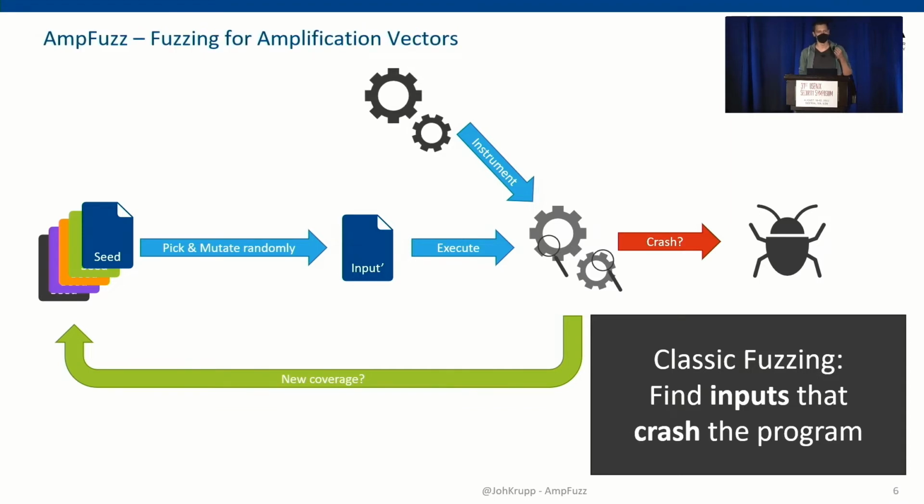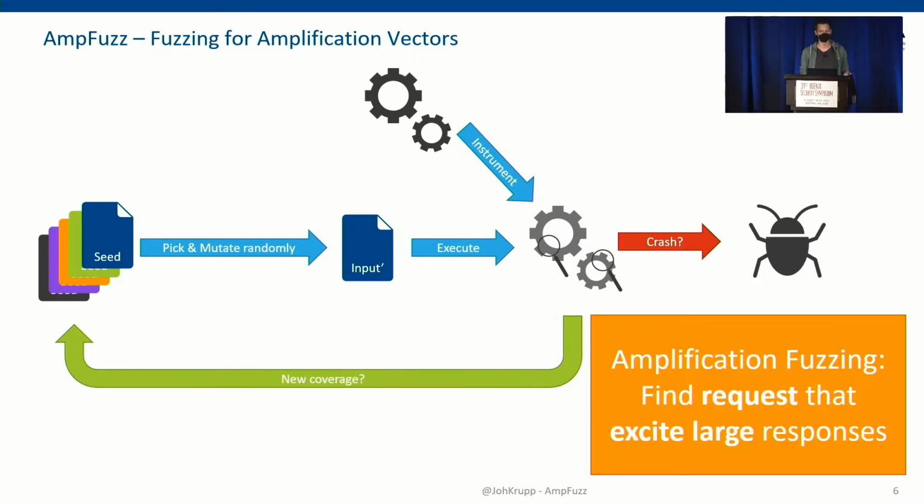And again, the goal of classic fuzzing is to find inputs that crash the program. So for finding amplifications, of course, our goal differs. Instead of finding inputs that crash, we want to find requests that excite large responses. And in this talk, basically, I'm talking about how we can adapt this pipeline to our new target. At first, it seems quite simple. Instead of having inputs, we're now talking about UDP requests, and instead of looking for crashes, we're looking for large responses. However, to actually make this work, we also need to add a new instrumentation. Namely, we need to make our target UDP-aware.